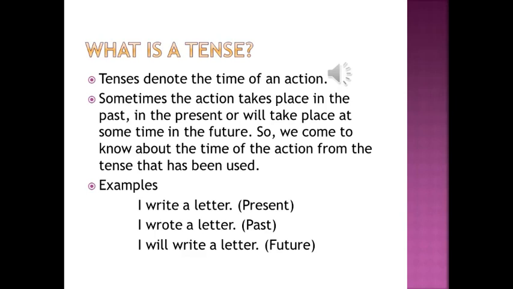Now look at the following examples. I write a letter, I wrote a letter, and I will write a letter. In the first sentence, I write a letter, first form of the verb is used and it is present tense. In the second sentence, I wrote a letter, second form of the verb is used and it is past tense. In the third sentence, I will write a letter, will plus first form of the verb is used and it is future tense. Now, let us move ahead and learn about the tenses in detail.